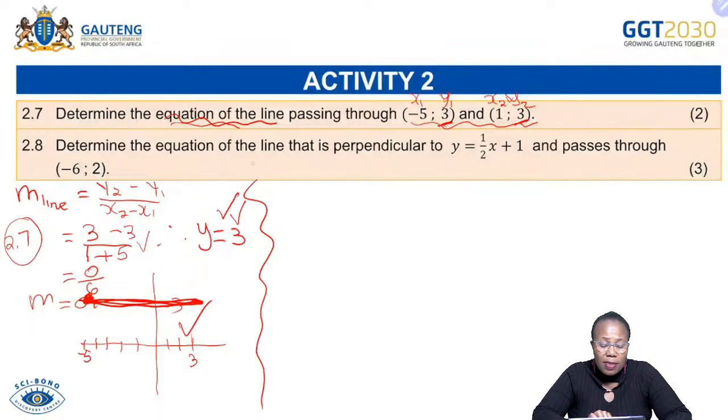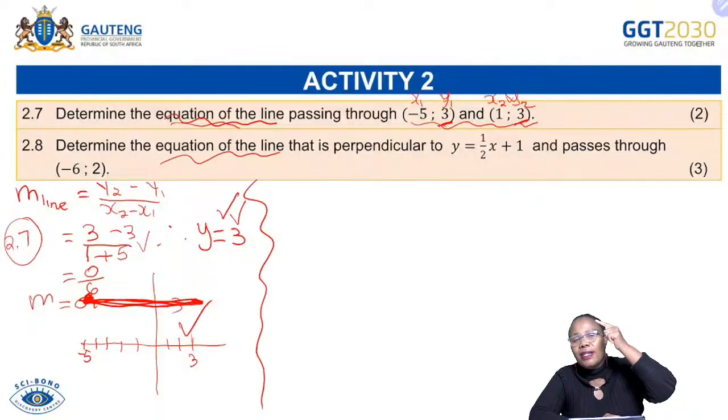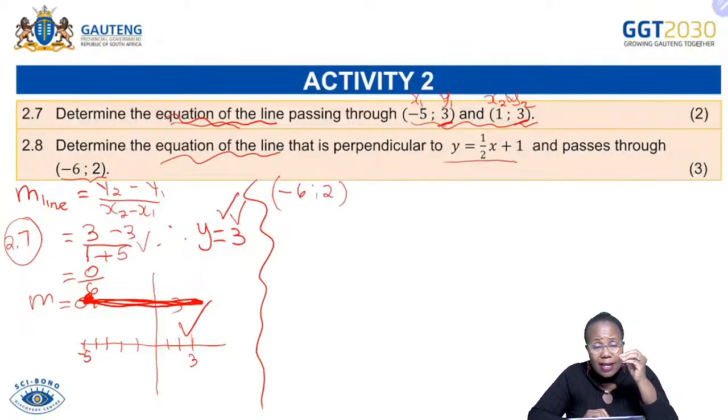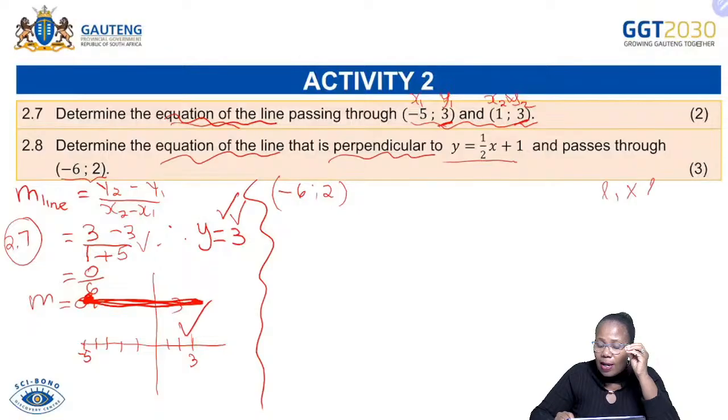2.8, determine the equation of a line. We are still on the equation of a line. We need a gradient and a point, okay? And then that line is perpendicular to this graph, and it is passing through -6. We do have a point. Our point is (-6; 2). Do we have a gradient? No, but it is given that it is perpendicular to that one. Remember now the product of the gradients of perpendicular lines, line 1, line 2, when you multiply them, they give you -1.